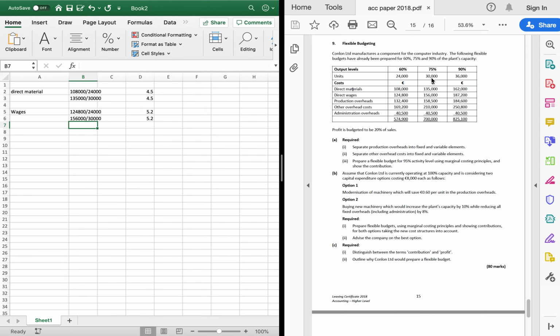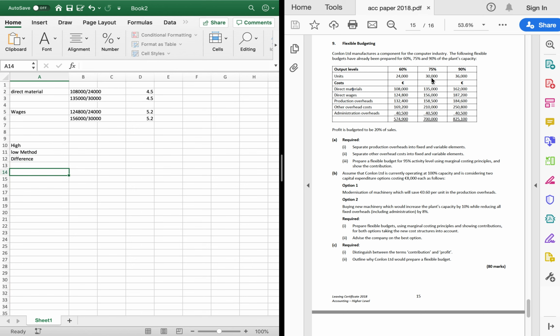Part A of the question is using the high-low method. You saw this in your mocks. Using the high-low method, separate production overheads into their fixed and variable elements. We'll do that first. Now, the high-low method, I was explaining this to another teacher today who was asking me what the logic behind it is. It's just creating simultaneous equations.